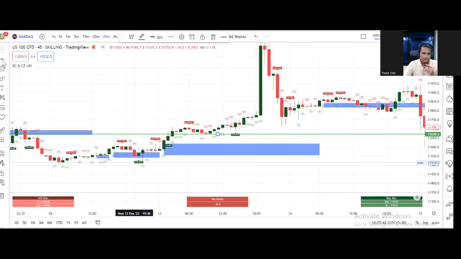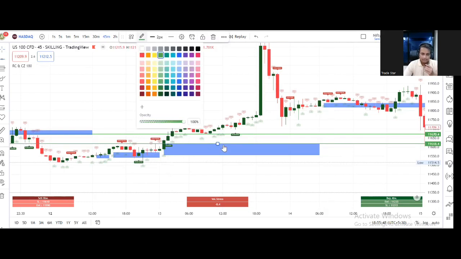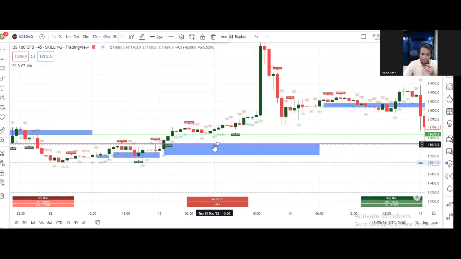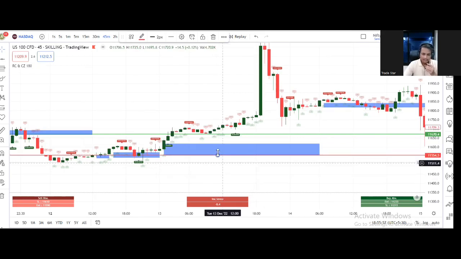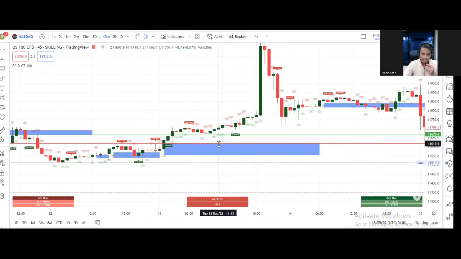My stop loss will be at this end. The stop loss will be at the top of the consolidation zone, or you can place it at the bottom of the consolidation zone depending upon your risk factor. You can mark both, or if you don't want to mark them, you can just visualize it. Yes, I have marked it here. So my buy price will be here.